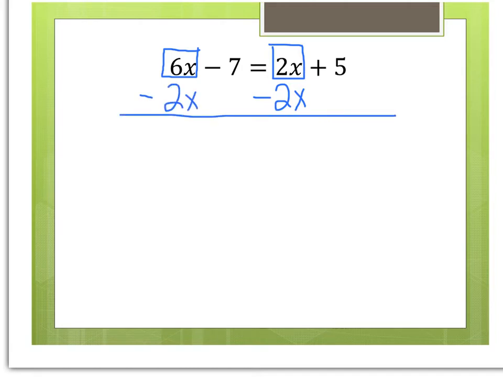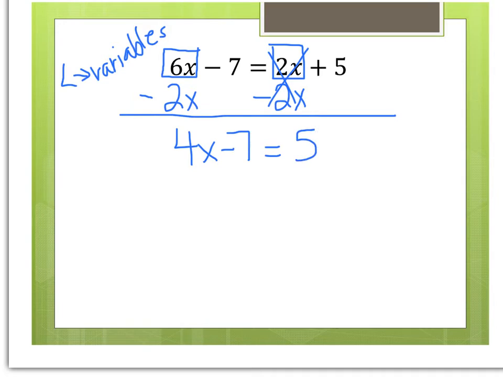So I have decided that my variables will be on the left, okay? So the left has variables. So 6x minus 2x is going to give us 4x, and then we still have our minus 7 equals, now 2x minus 2x gives us 0, so we're left with 5. Since we chose the left side for the variables, that means the right side is for our constants. So now let's look for our constants.